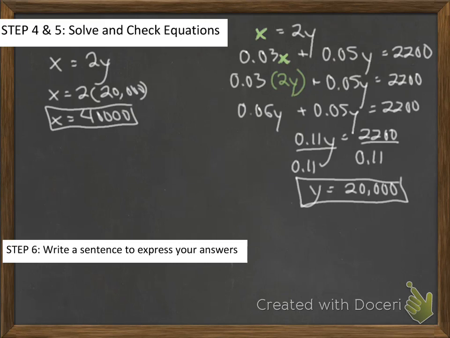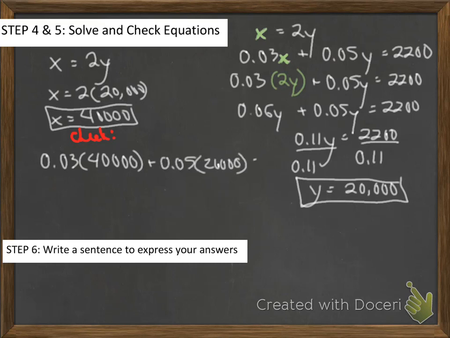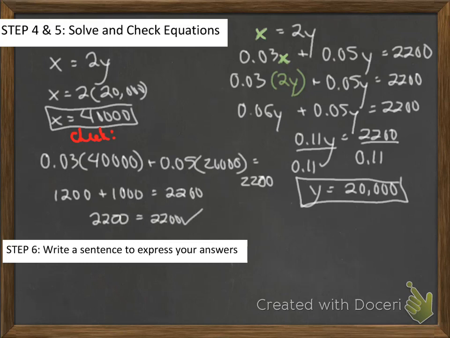But of course, as always, we really need to check our work and make sure that no mistakes were made, because it's very, very easy to make mistakes here. So we're going to have 3% of 40,000 plus 5% of 20,000. Okay, and if that is right, it should add up to $2,200. So let's see. So this is 1,200, and this is 1,000, and $2,200 equals $2,200. So that's correct.